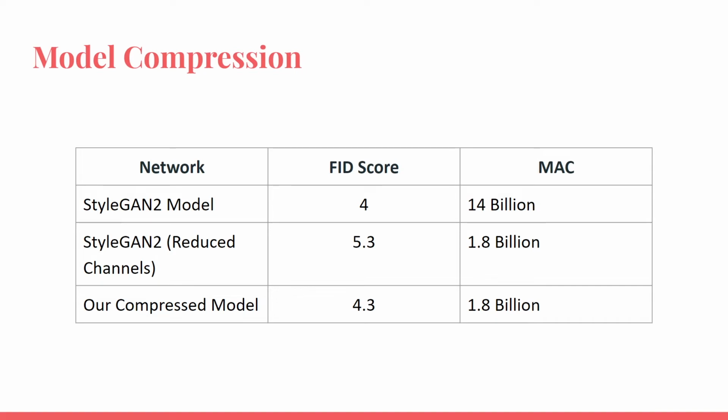To make a comparison, we trained a StyleGAN2 model using a normal adversarial training but with reduced channels and record its FID score. We can see that our compressed model has a lower FID score, which means that its generated images are slightly better in quality than the one trained normally. Our model performed close to the original model as well, but we can see that we have a significantly reduced multiply accumulate operations at 1.8 billion as compared to 14 billion due to the reduced number of channels.